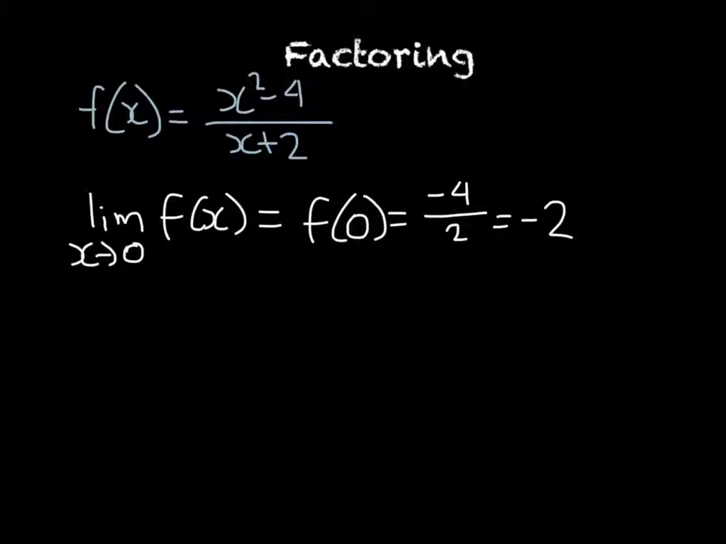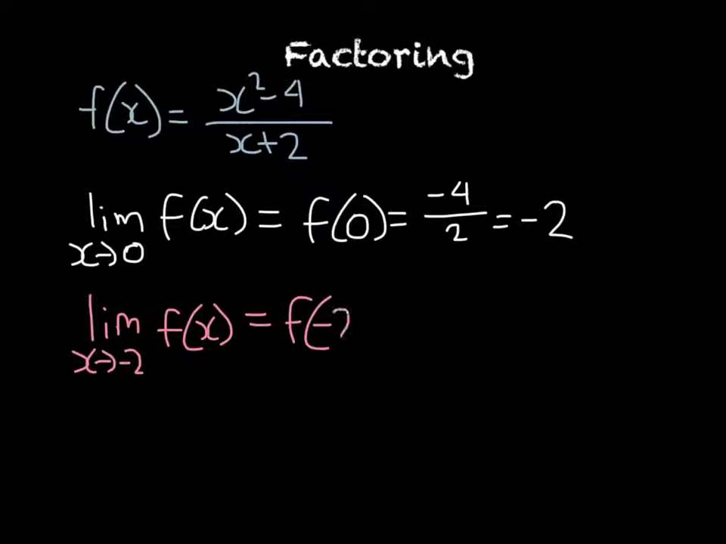But what if I try to plug in negative 2? The limit as x approaches negative 2 of f of x, and so I'll try to plug in negative 2, and I end up with 0 over 0. And we get this error where we can't divide by 0, and we really don't know what 0 divided by 0 is, so we can't find the limit. What do we do now? We can use the technique factoring.